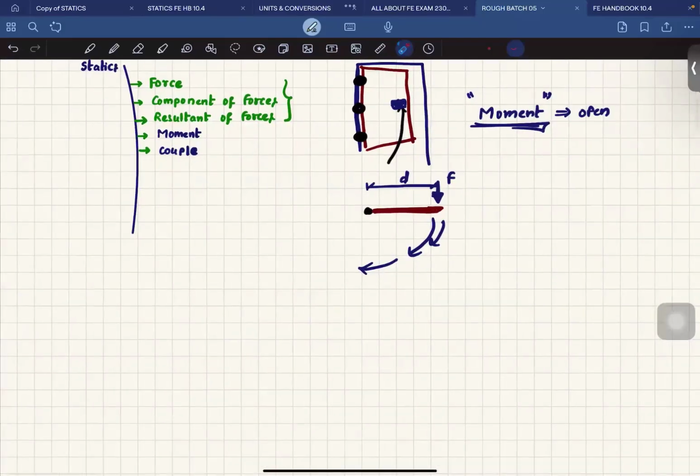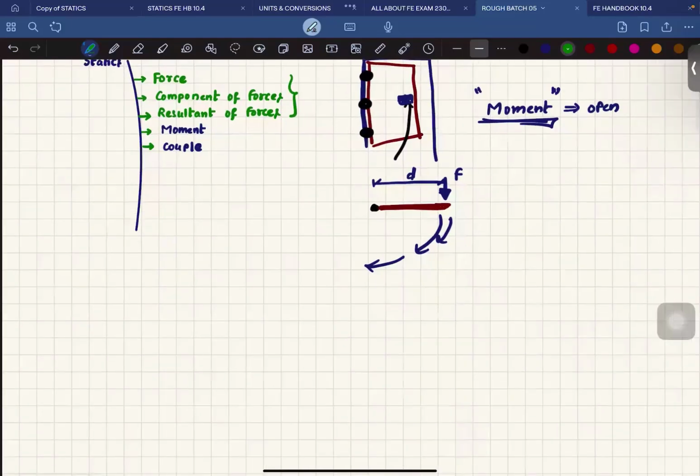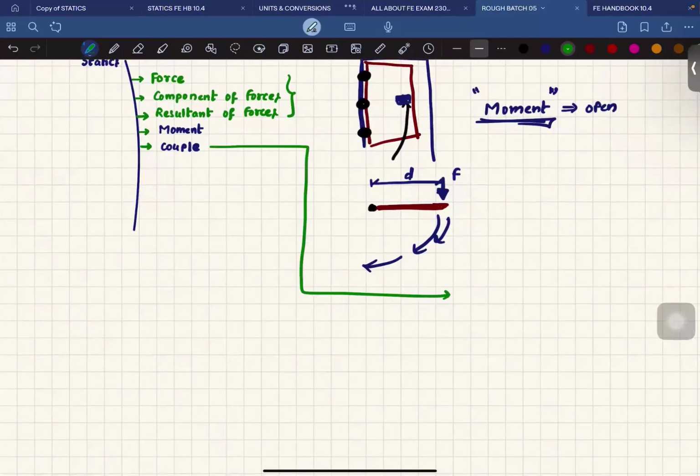Your good name, please? Umesh. So our friend Umesh has answered that couple is nothing but two equal and opposite forces, that is F and F here, and they are separated by some distance D. Actually, Umesh, you are 99% right.